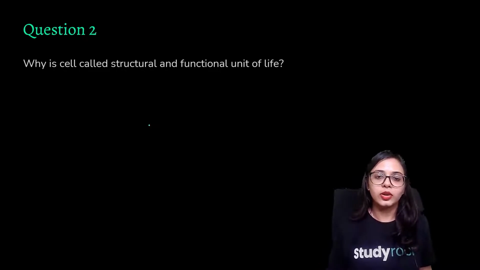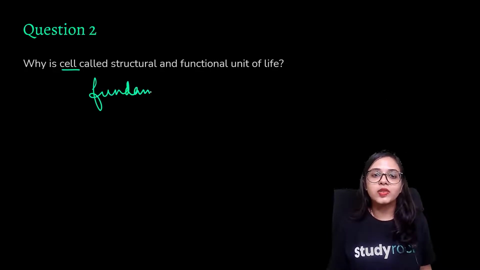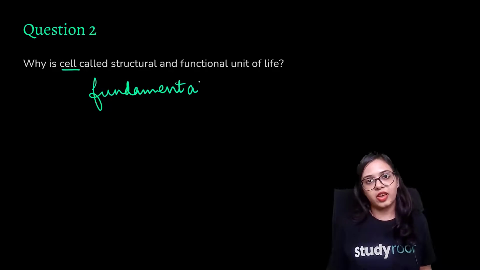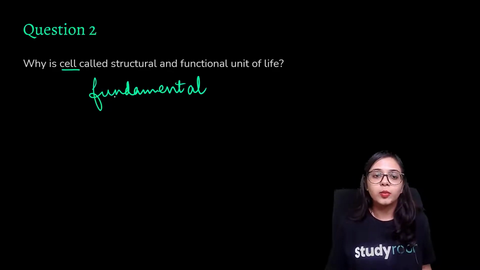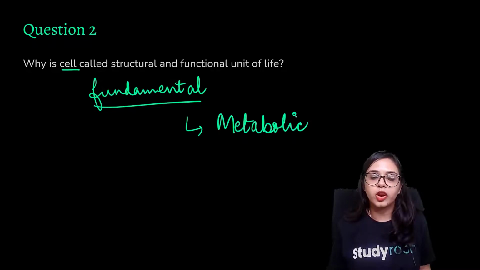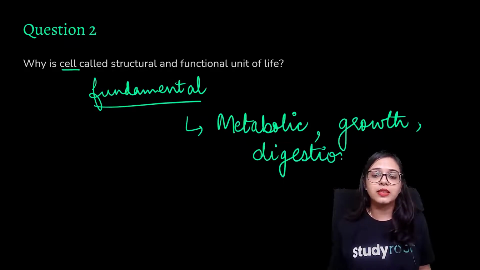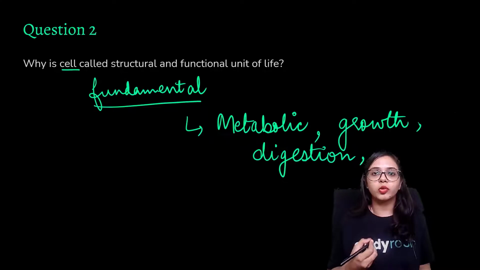Why is the cell called the structural and functional unit of life? The cell is called a structural and functional unit of life because it is that fundamental entity which is necessary for our survival. Why is it necessary for survival? Because a group of cells, when grouped together, perform important functions such as metabolic functions, functions necessary for our survival, like digestion, that aids us in growth, that aids us in respiration. These cells carry out the function of breathing.